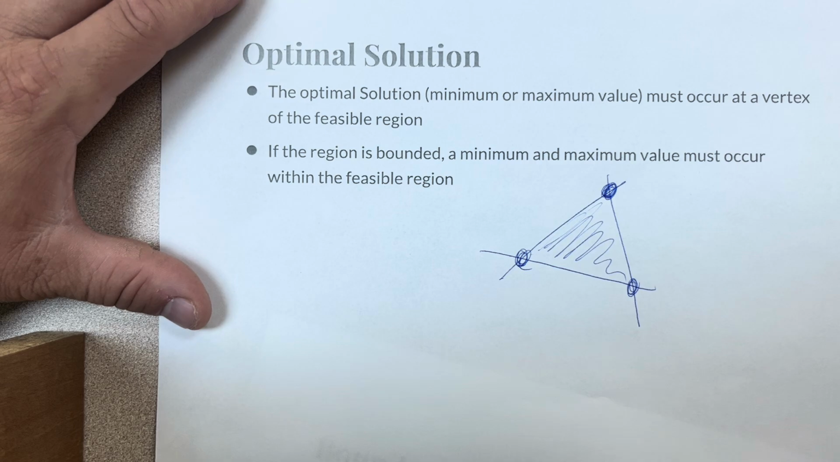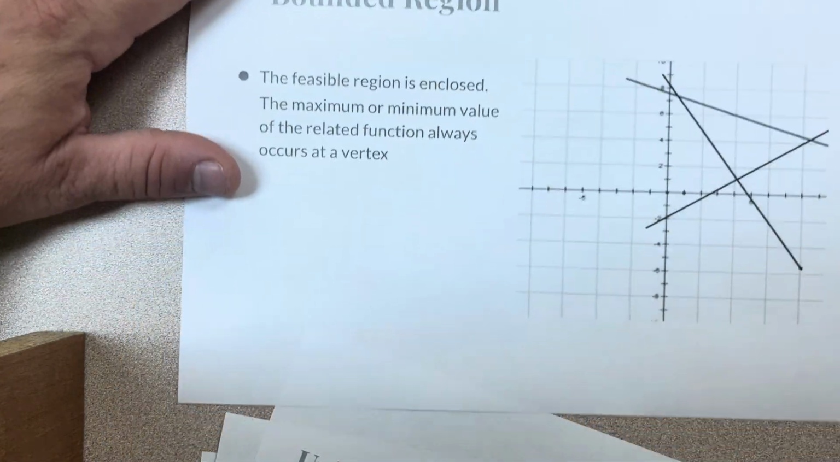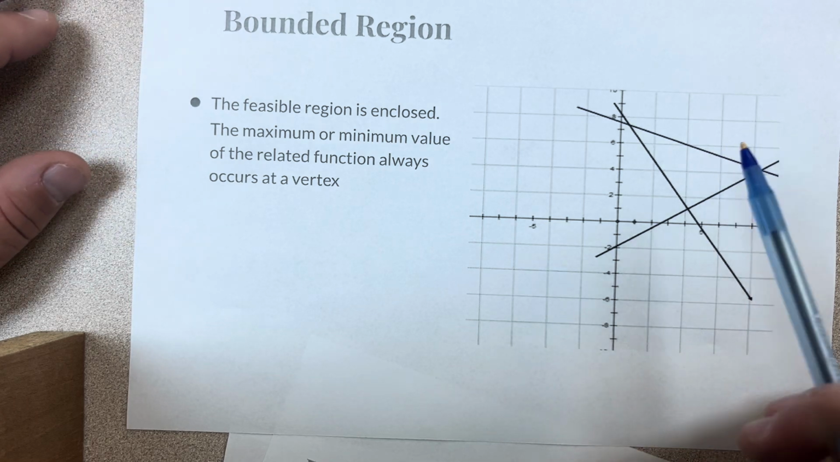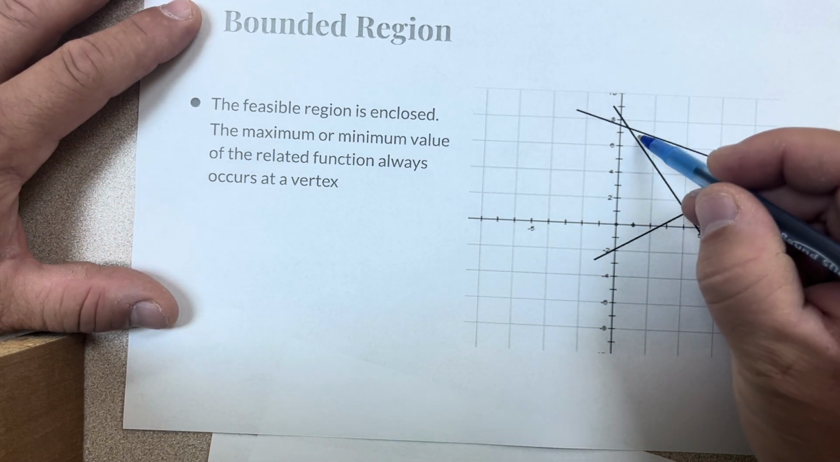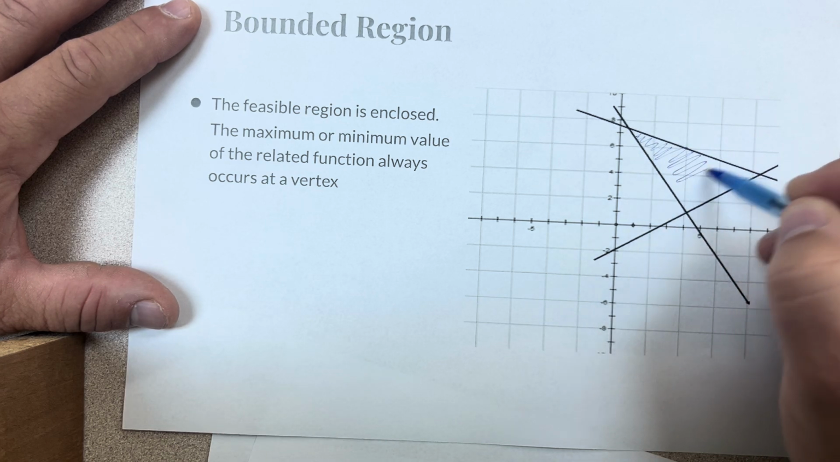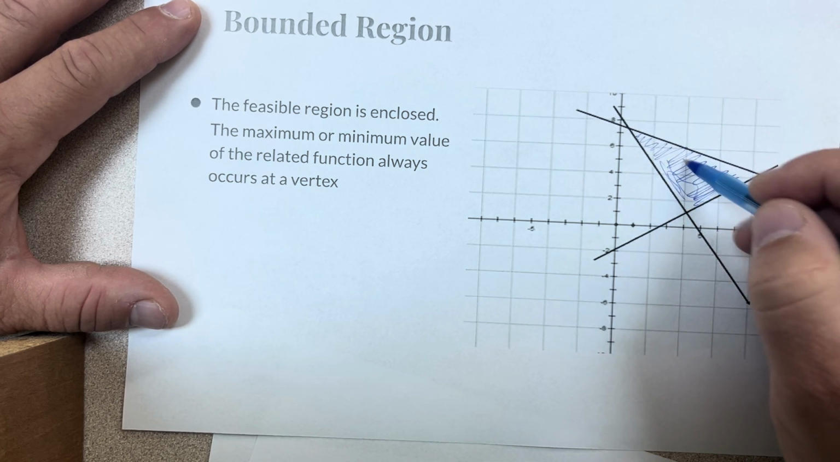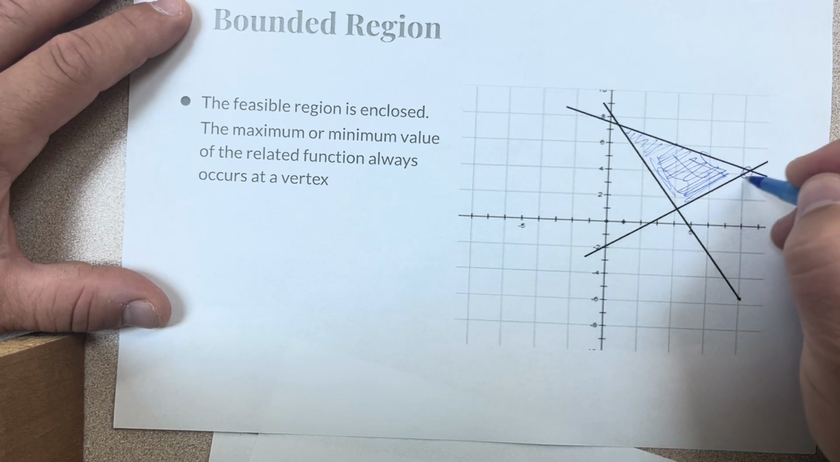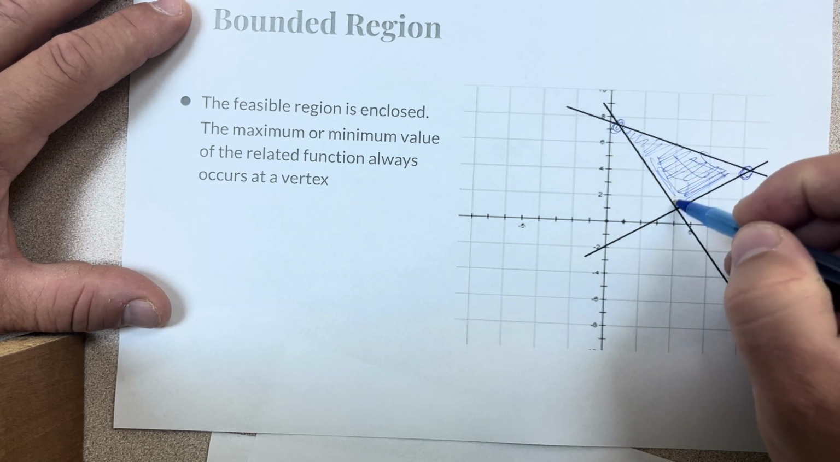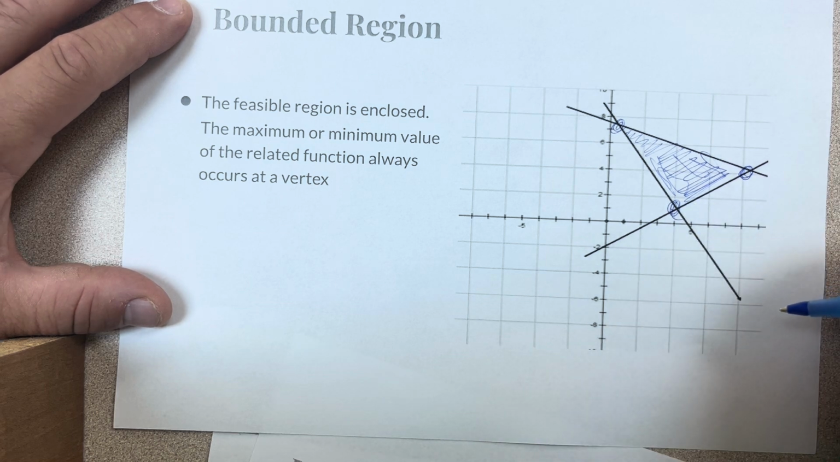Well, what does that word bound mean? Okay, well, a bounded region is going to look something like this. So kind of just like the picture that I just drew, our region here, or our shaded area, has endings, right? So it's all contained, in this case, in a single triangle, which means my vertices are going to be my minimums and my maximums, okay?